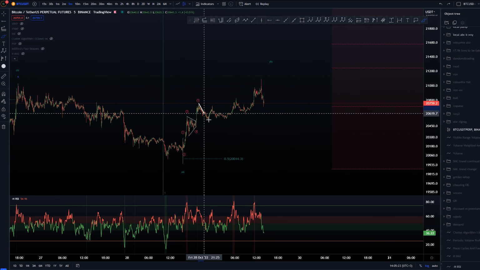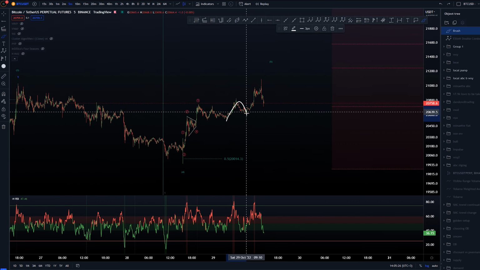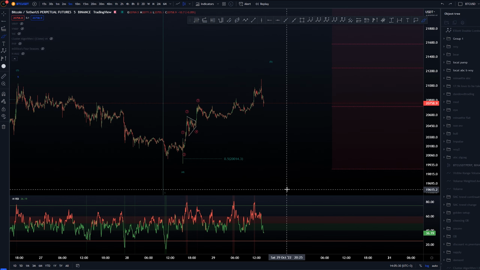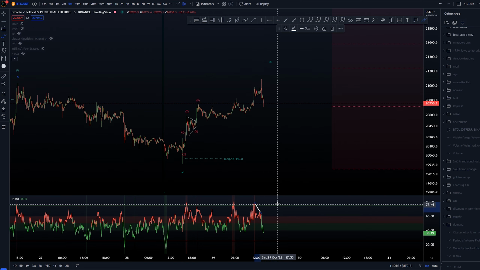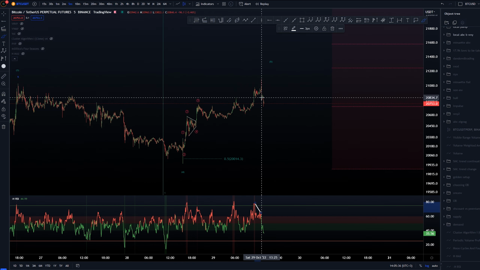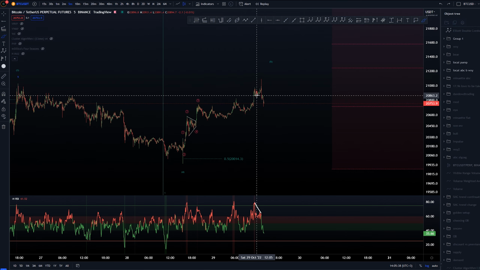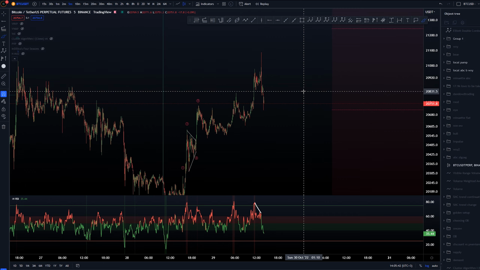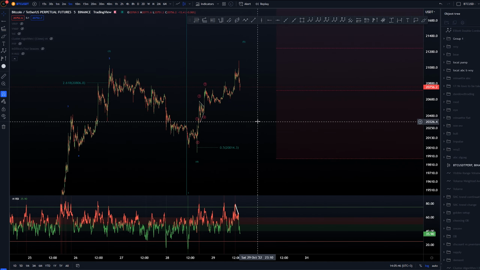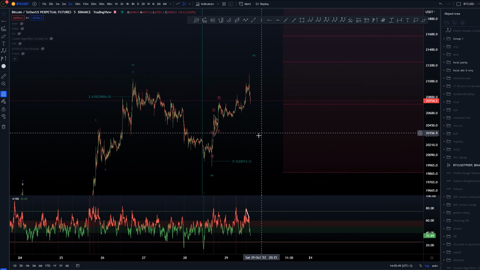After that point, we would have a three-way pullback and then another possible five-way structure in here. Again, not perfect, but we would have that divergence at the end, giving us some confidence that that was again a five-way move. There's no overlap between the first and fourth, although they are very close to each other, but yeah, that's that.